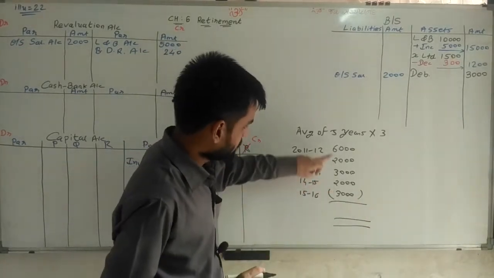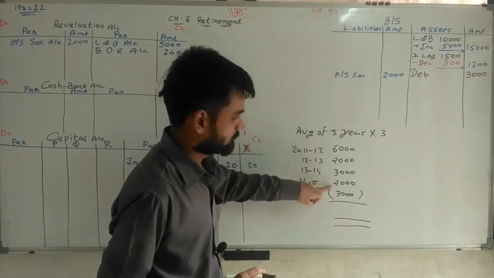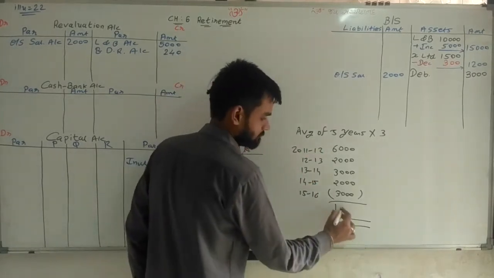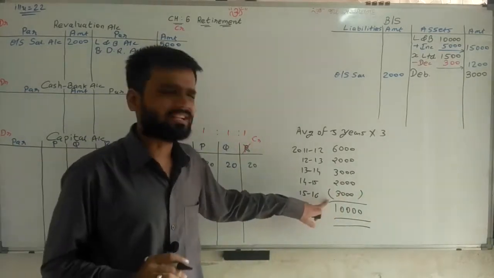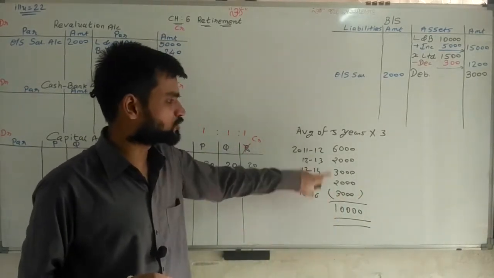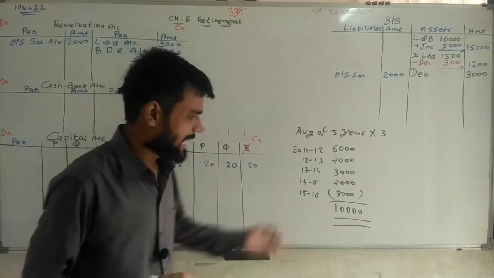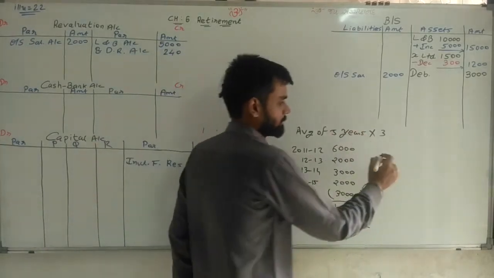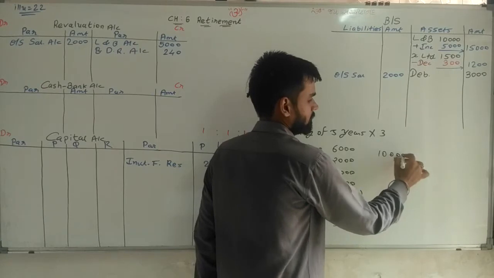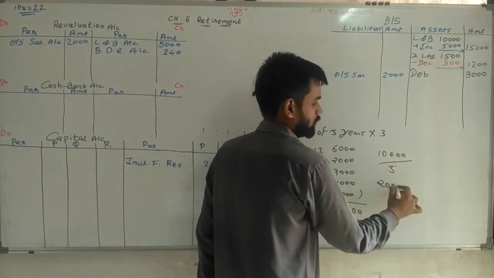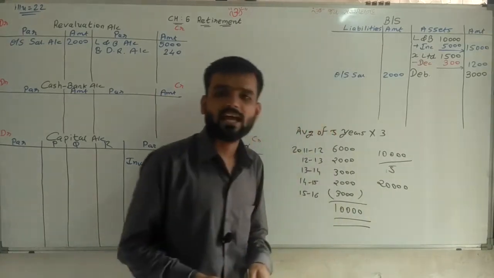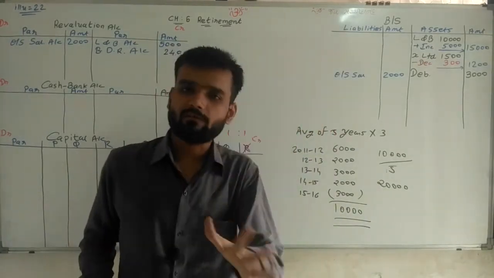3 3 cancel. Now 6 2 2, 10,000. Loss means minus. So first the 3s cancel, then 6 to 2, 10,000 rupees. Average of 5 years means 10,000 divided by 5. 2,000 rupees is the average profit, the 5 years' average.